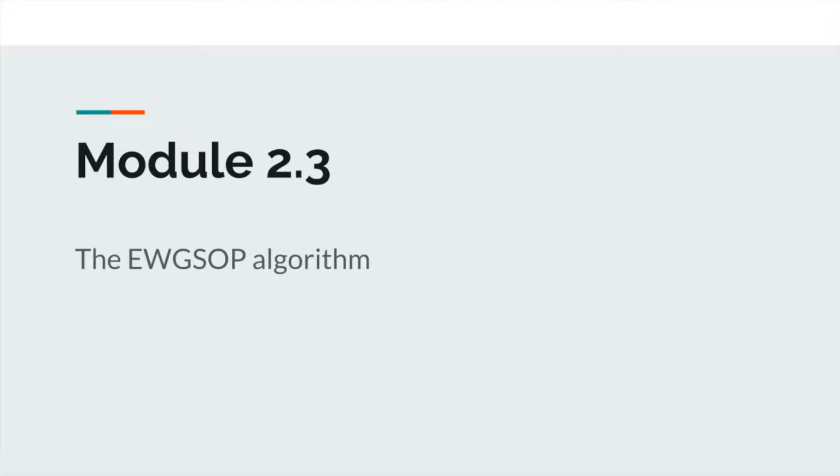Welcome to Module 2.3. In this module, we will talk about the different tools and tests used in the algorithm set by the European Working Group on Sarcopenia in Older People.